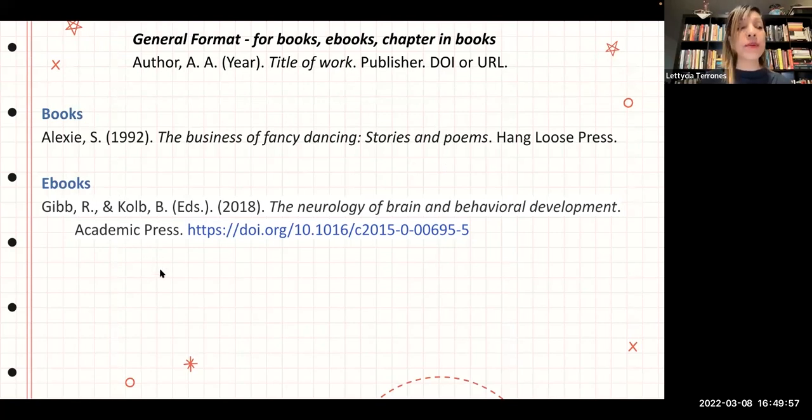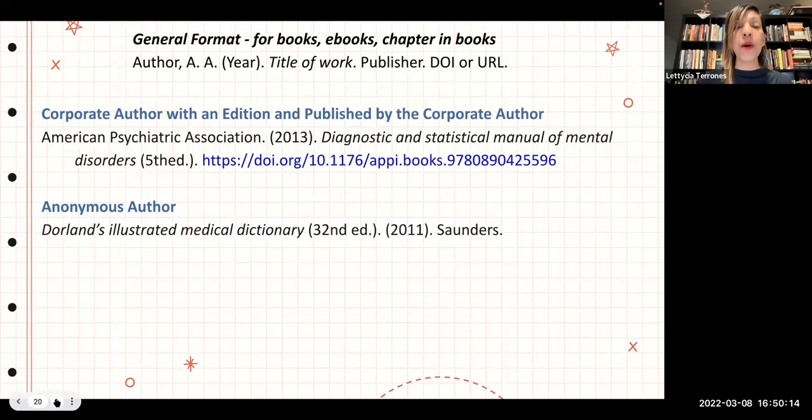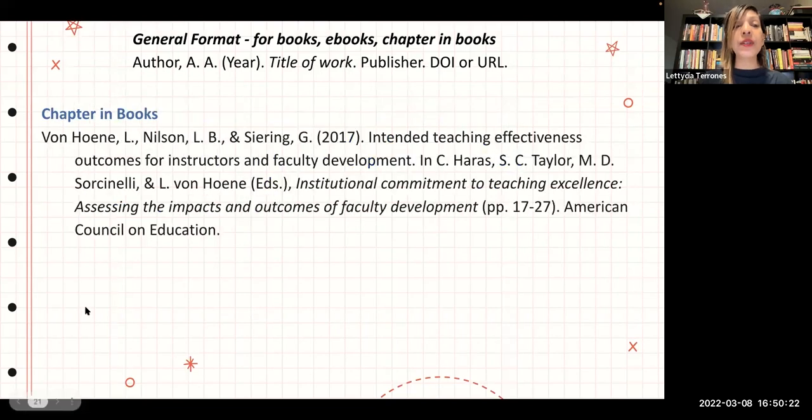Ebooks, we all work with ebooks a lot now. You want to make sure that if the ebook provides a DOI, digital object identifier, which is a special ID number just for this book, you include that. This is another example of how to handle a corporate author, how to handle an anonymous author, and, importantly, how to handle a chapter in a book.